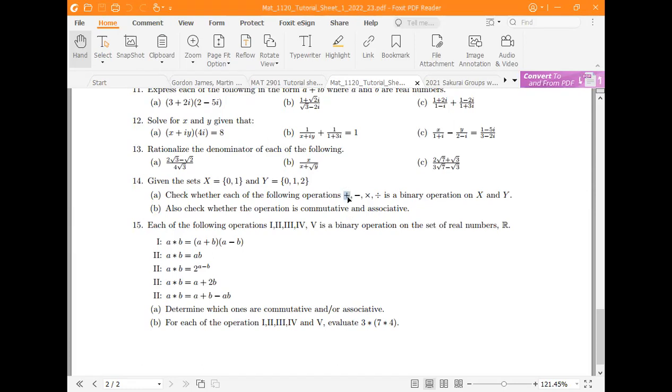It's plus. Is it binary on X? Is it binary on Y? Is it commutative? Is it associative? When you're done with plus, checking on X and checking on Y, we'll come back and check if minus is binary on X. Is it binary on Y? Is it commutative? I mean, is it associative? And then we'll also go to multiplication, do the same, and finally division, and do the same.